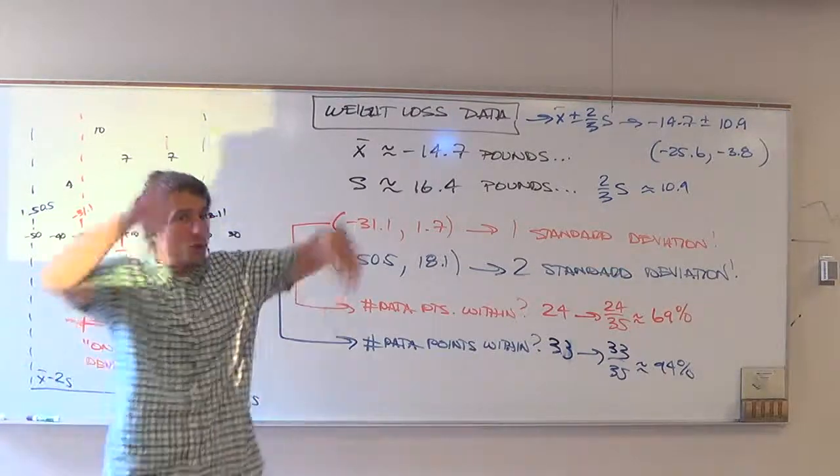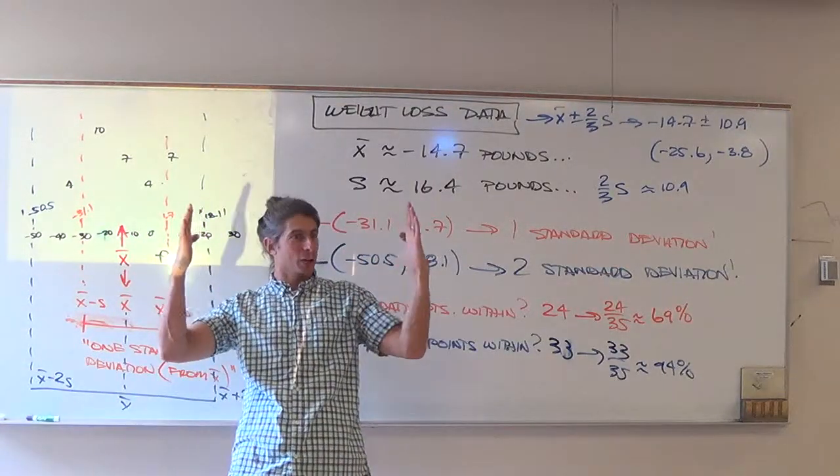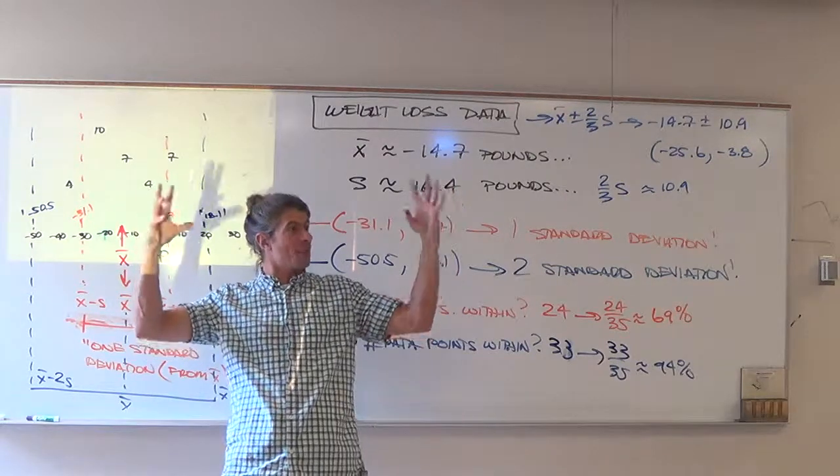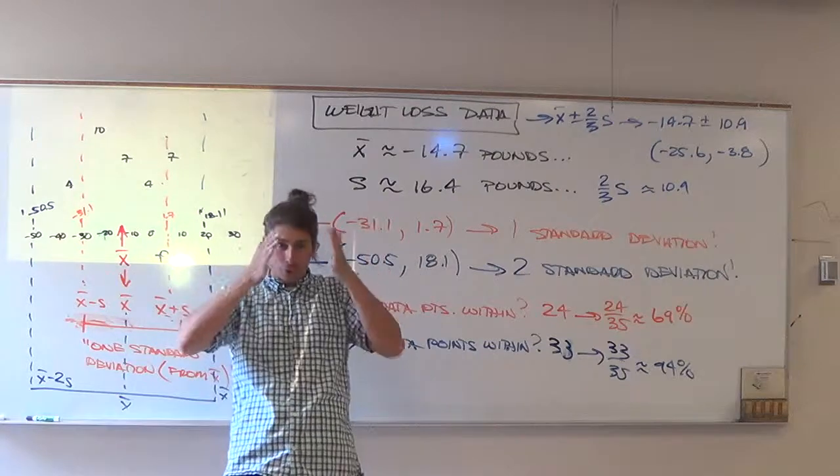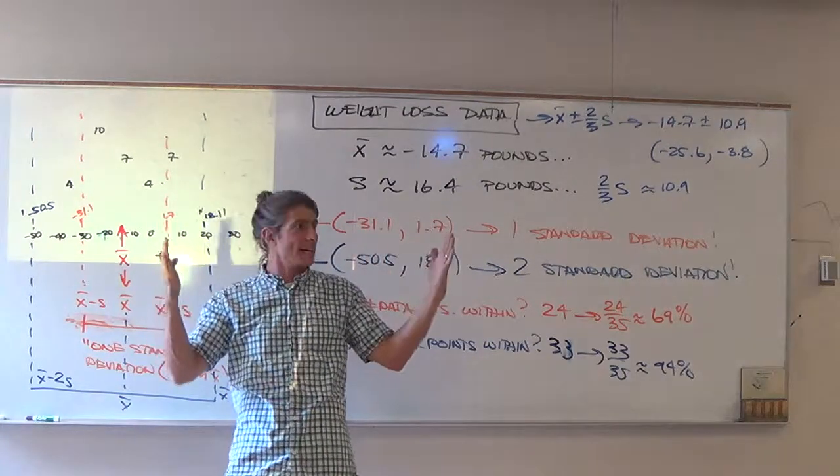Roughly half the data. So depending on how wide you let your ruler go, you're talking about a fixed percentage of what's between your two ruler ends. The further out you go standard deviation-wise, the more data you're trapping.